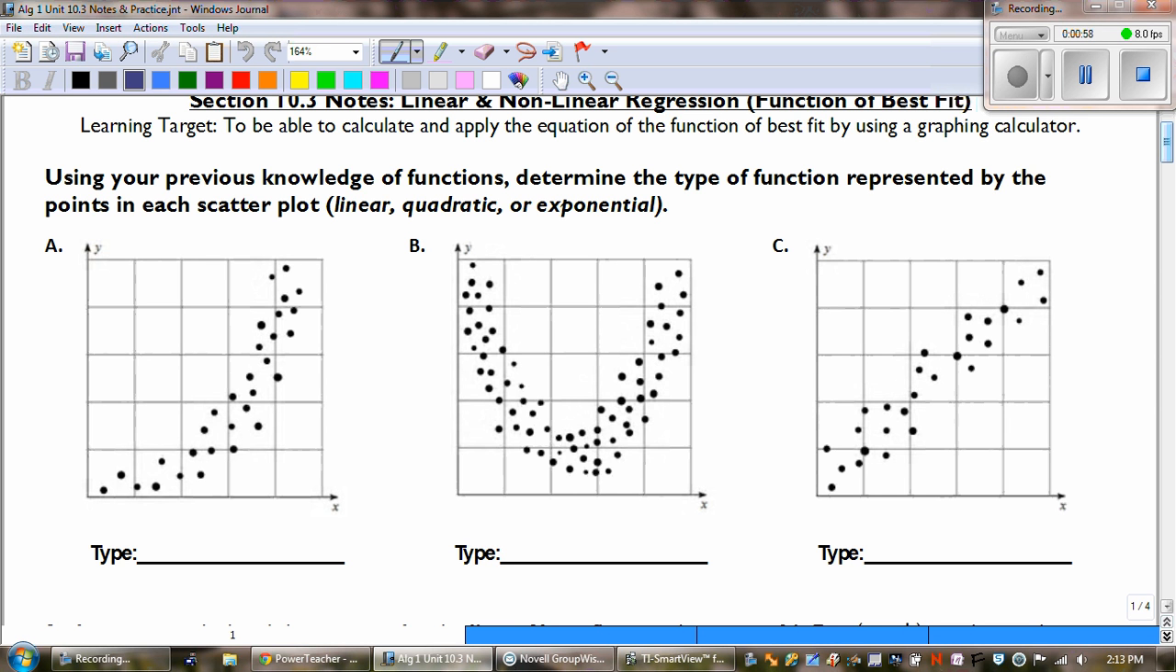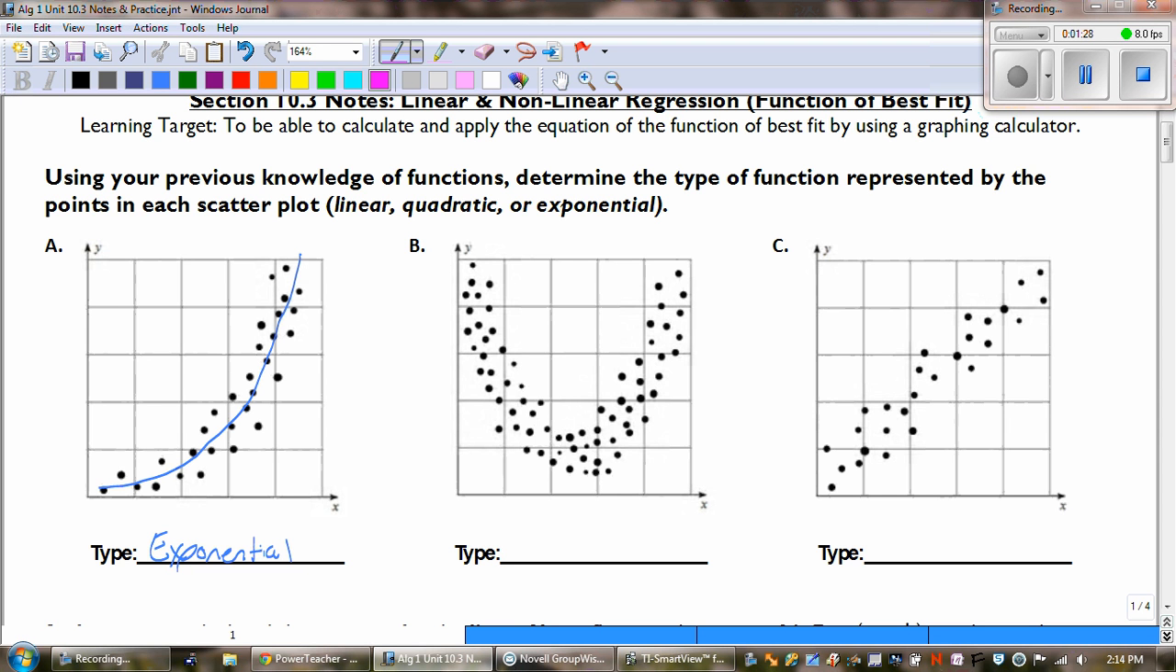All right, so the first one makes the shape of a J. You can see it going up like that. That, if you remember, is exponential. And if you want to be more specific, it's exponential growth. All right, what about B?